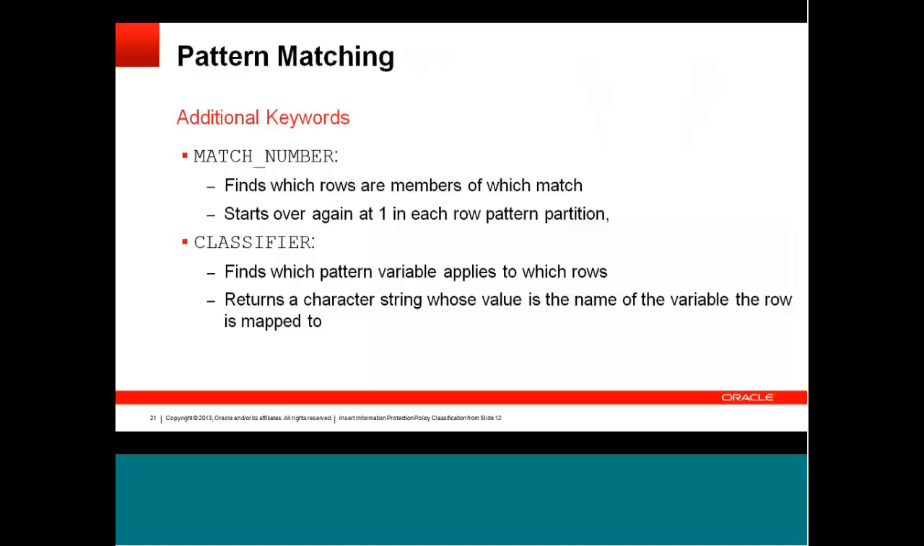The match number function numbers the matches within a partition sequentially starting at 1 in the order that they are found. So for each partition, the match numbering starts over again at 1. Along with knowing which match number you're seeing, you also want to know which pattern variable applies to which specific row. So for this, we use the classifier function. The classifier function returns a character string whose value is the name of the variable the row is mapped to. So let's understand this keyword more in detail with the help of an example, which I'll be demonstrating now.